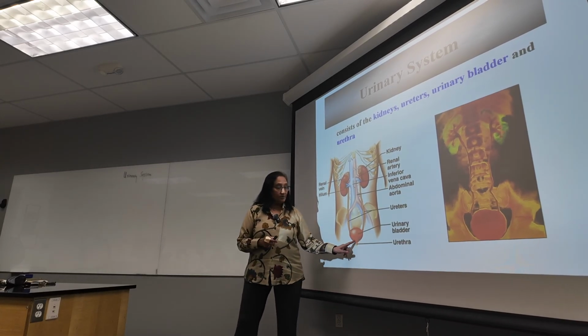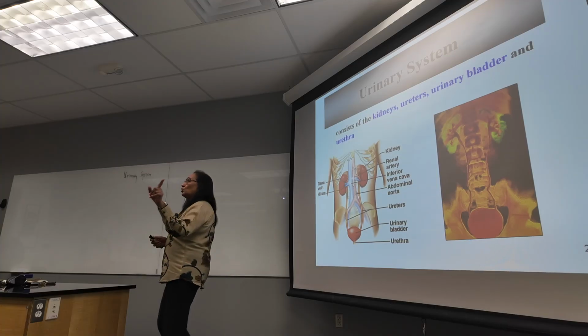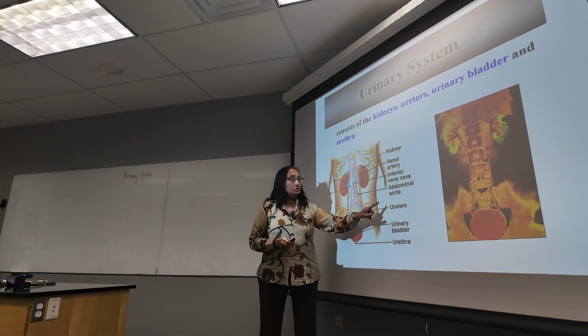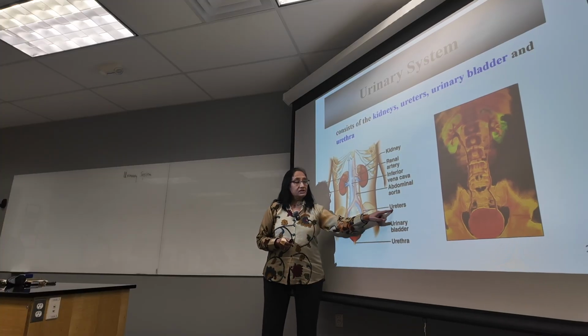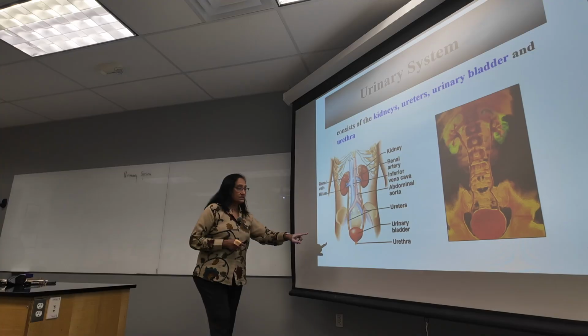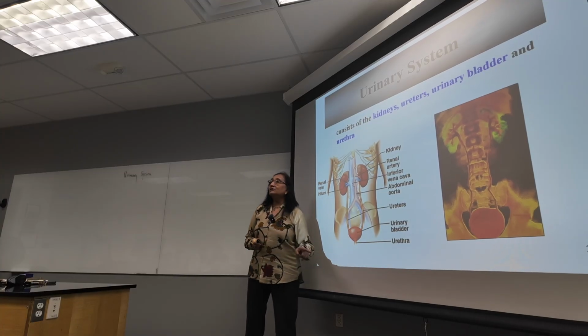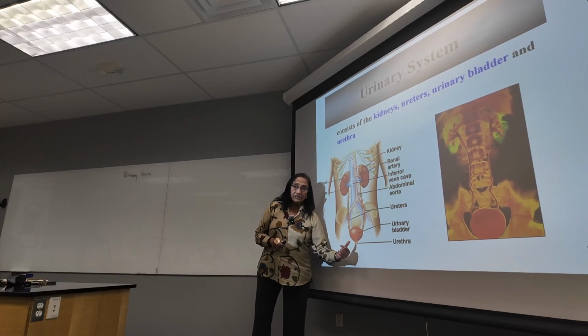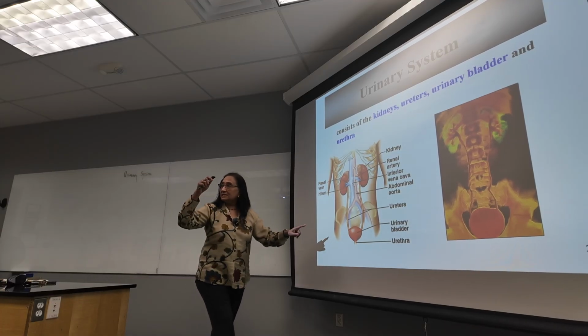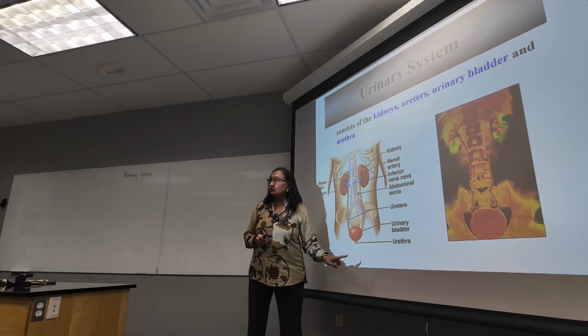And then you have the passage through which urine is voided. This is called the urethra. So don't get confused between ureter and urethra. Okay? Urethra is the passage from the urinary bladder to the outside. The urethra is shorter in females, it is longer in males as it has to pass through the penile tissue.